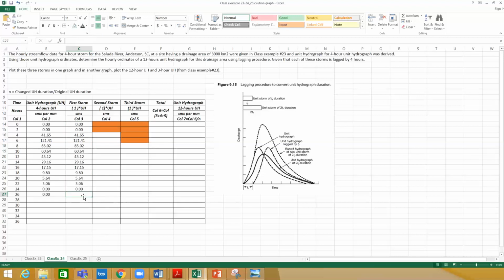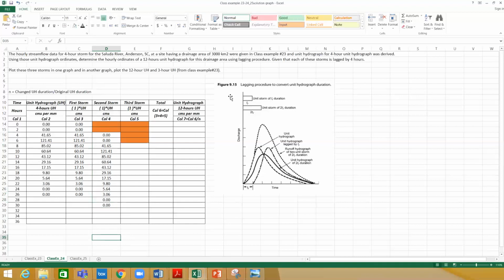Now the next data set is the next storm, actually lagged by 4 hours. So basically we will have the same ordinates, but this time it will start at 4. And just for visual representation, I colored these 2 rows. That means there is no rainfall up to 4 hours. So after that, we will have something. Okay, so that is for the second storm.